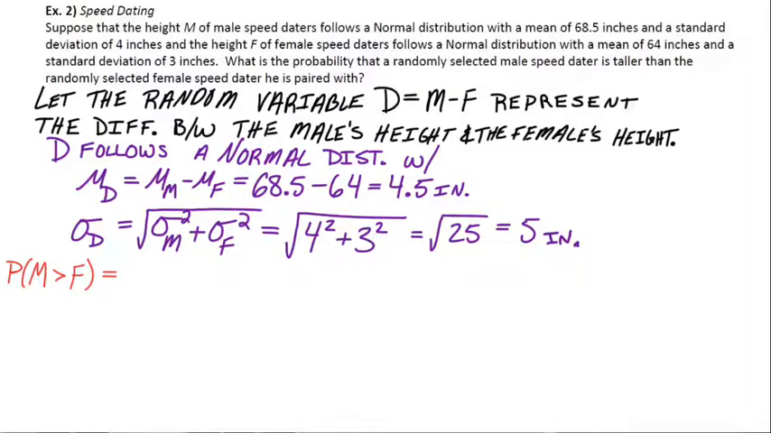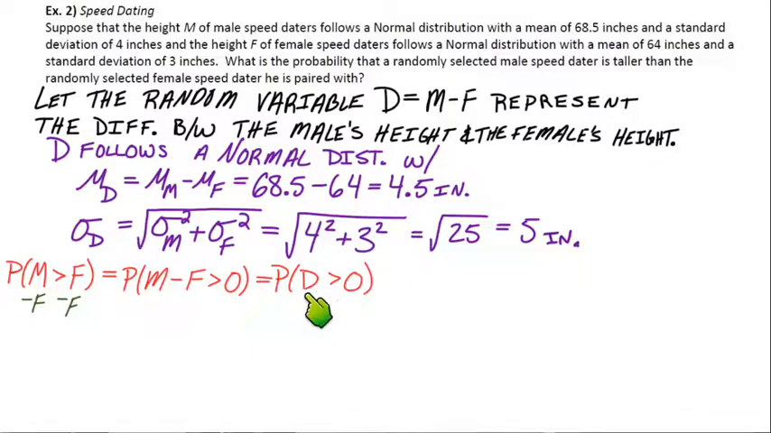So when you run into this, it's actually pretty simple if you see it. You just subtract F on both sides. This is the same thing as asking, if I subtract F on both sides, I'll have 0 over here and M minus F on the left-hand side. This is the same thing as asking, what's the probability that this thing is greater than 0? Or when I say this thing, we just call that D. So in other words, what's the probability that our difference is greater than 0? And we know all about this random variable D. We know the mean, we know the standard deviation, and we know it's normally distributed.